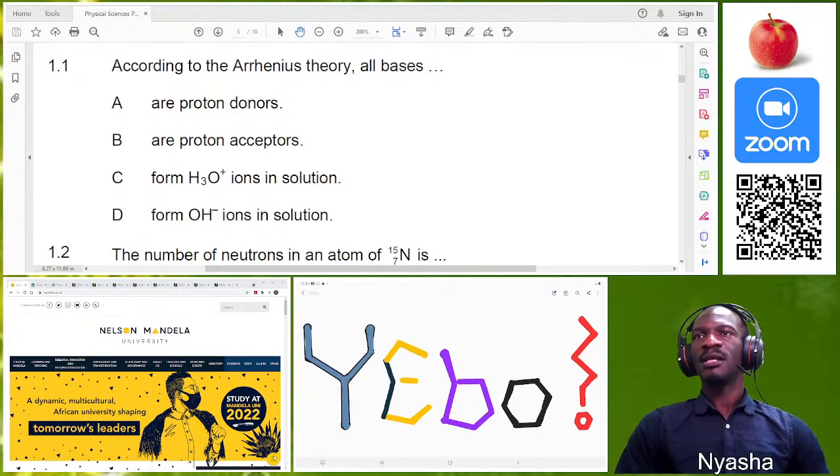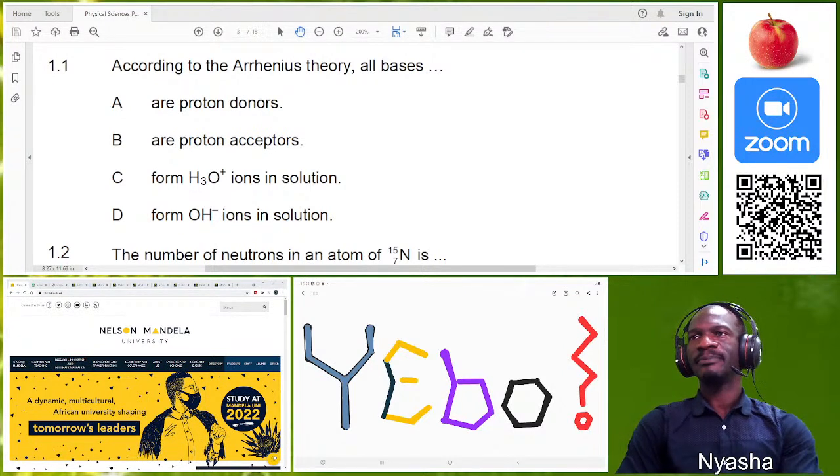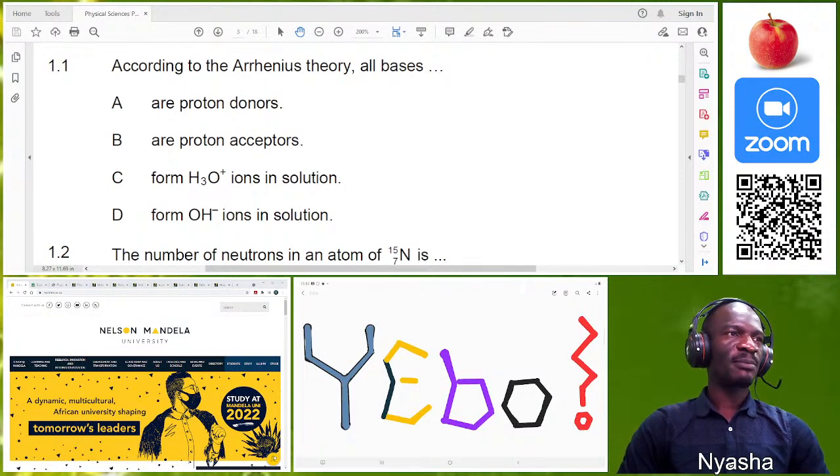Right. For your first question, the question reads, according to the Arrhenius theory, all bases and so forth. We are supposed to complete that sentence. So how do we complete it? What are bases, or what do bases do according to the Arrhenius theory?